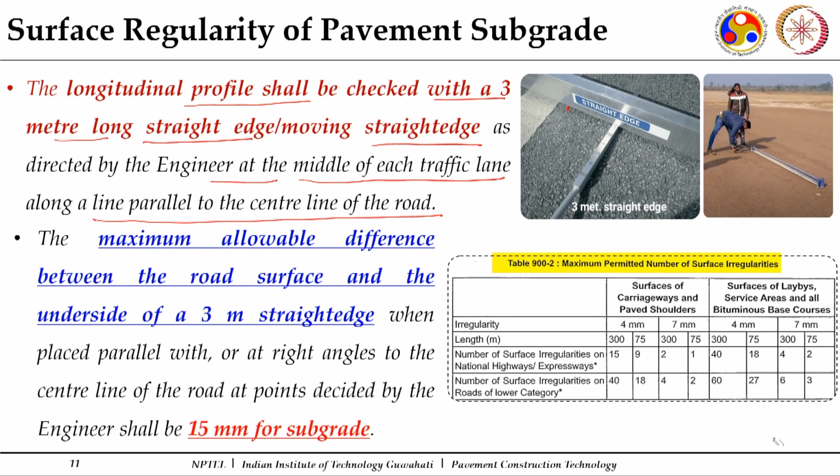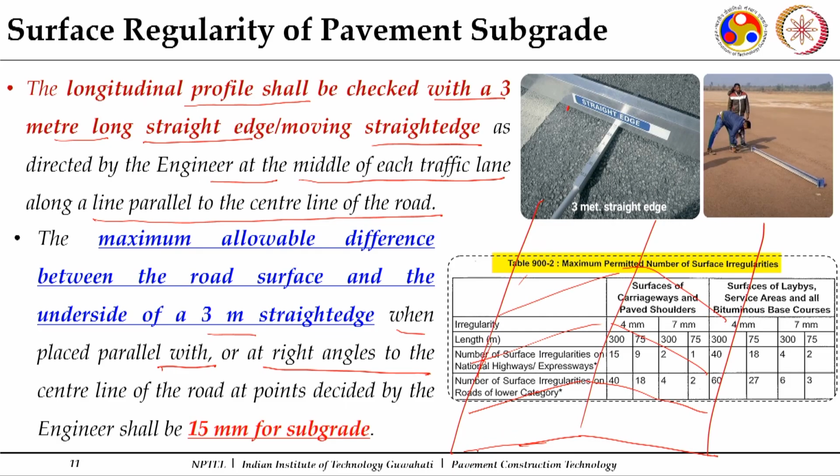And what it says is the maximum allowable difference between the road surface and the underside of a 3 meter straight gauge when placed parallel with or at right angles. Even at right angles you can check. So, if this is my surface and my road goes this way, I am just showing this to understand that I am going in this direction. I can check it along this one at the middle of the lane, and I can check it perpendicular to the center line. So, it can be done in both the directions.